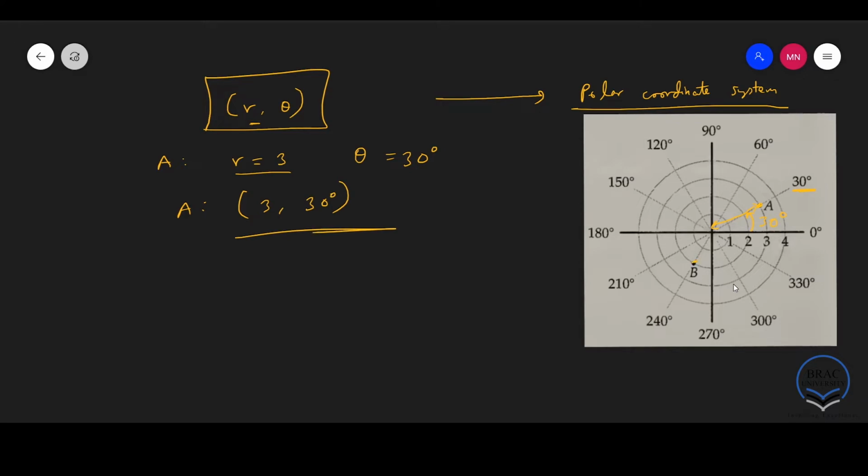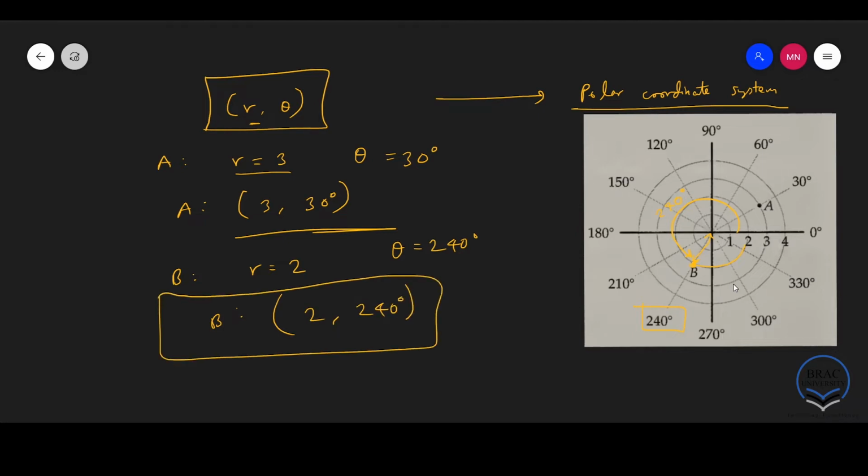Similarly, I can consider this point B here, right? You can see that the distance from the point B to the origin is going to be 2 units, because this point lies on a circle of radius 2 units. So my r value for the point B will be 2 units. And if I rotate all the way to this point, my angle theta will be 240 degrees. So I can describe the polar coordinates for the point B to be (2, 240 degrees), right?